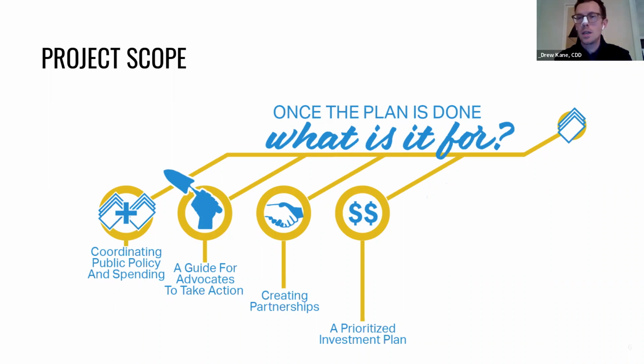We want this to be a guide for advocates, for neighborhood associations, for people that are advocates for different causes, to use as a tool to take action. We want to be able to create partnerships, for example public-private partnerships, with this used as a roadmap for how to make that happen for anything on Cambridge Street, and a prioritized investment plan. So what does this look like? Are there capital projects that come out of this process, or recommendations for them? Next slide.